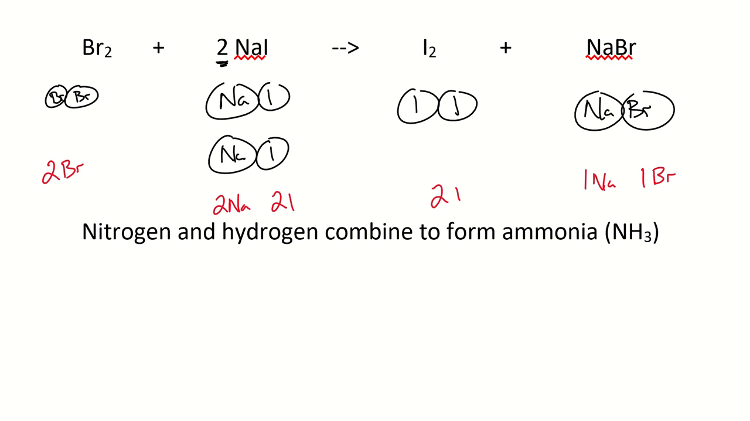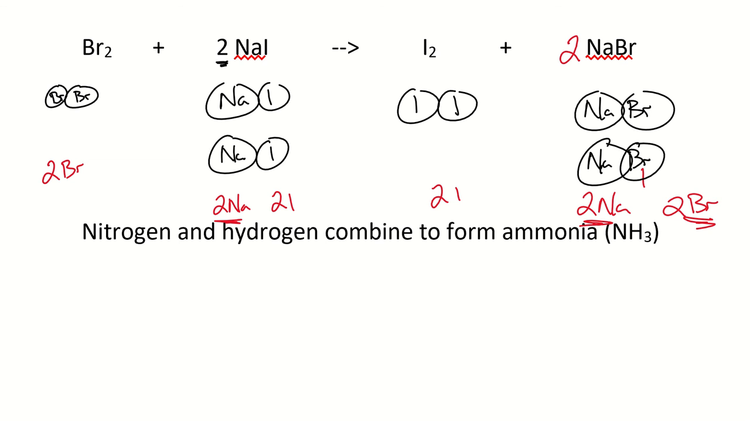The way I could fix this is by putting a 2 in front of the sodium bromide. Then I could draw in another sodium bromide. And now if I count up the atoms on both sides, I see that there's 2 sodium and 2 sodium and 2 bromine and 2 bromine. Notice I didn't change the identity of the compounds, just the number of them taking part in the reaction.